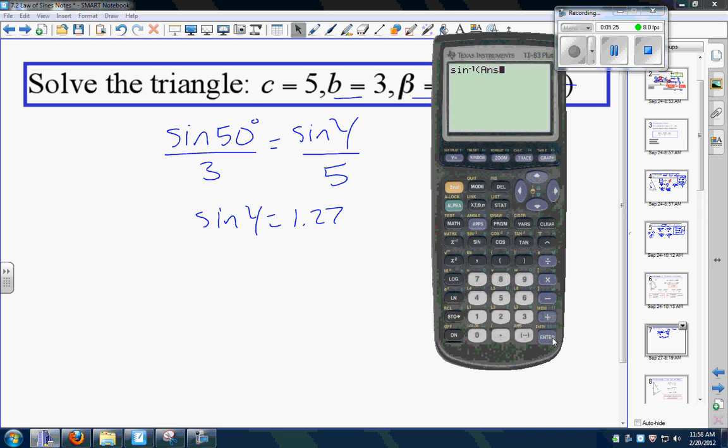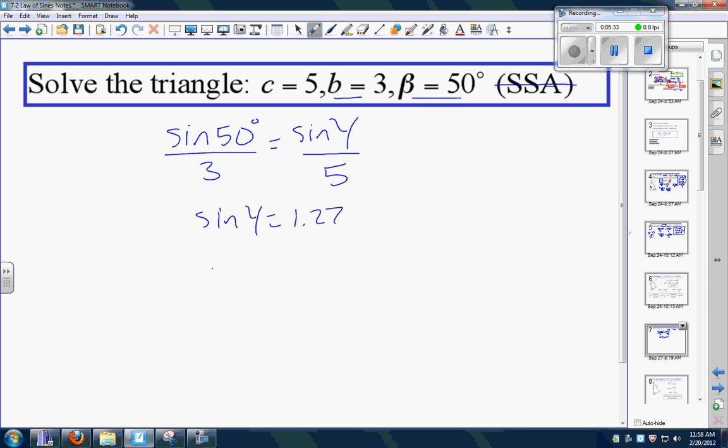So what we're trying to do is find where the sine is 1.2. Sines only happen from -1 to +1. So this is a no triangle. You cannot make a triangle with the measurements they gave you.